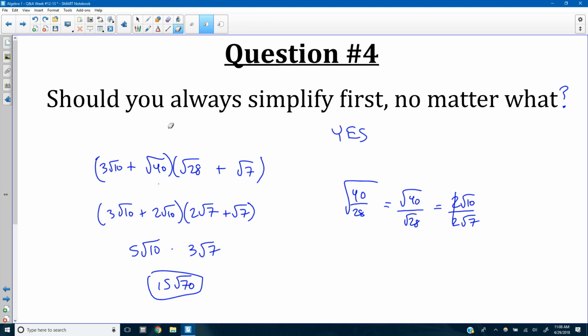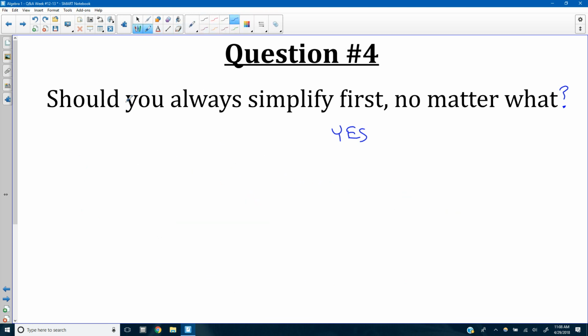Now, like I said, almost unequivocally, yes, you should be simplifying first no matter what, which is a great question. Now, there was a problem, and I think it was this. I'm going to just write it out and see. 3 root 12 times root 6. This was a problem that was on one of the things before, and you might be asking yourself, should I simplify this first, fully? Because let's see what happens if you simplify it first. Root 12 can simplify into 2 root 3.